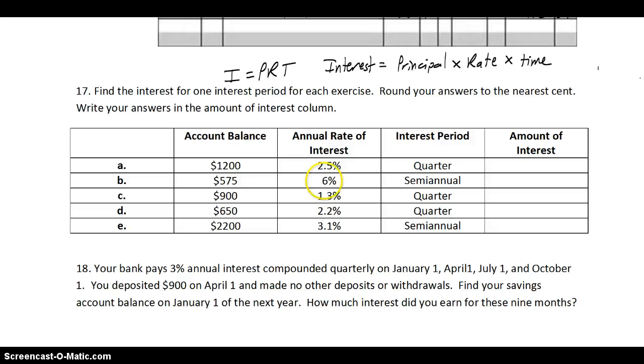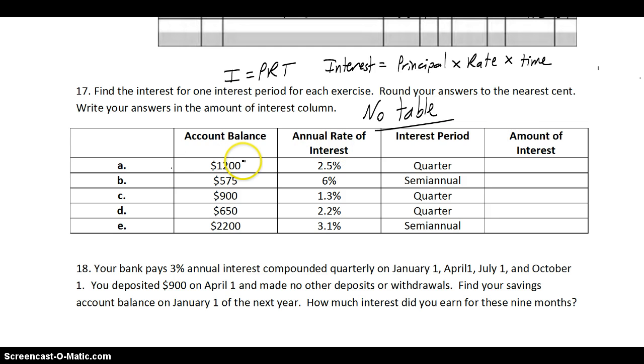So these are the ones without the table. So no table on these. Okay. Should be kind of obvious. I know 2.5% is on your table. 6% is not. 1.3% is not. All those aren't. So it should be a clue. No table. All right. So let's just multiply here.